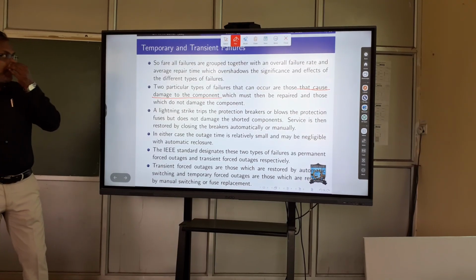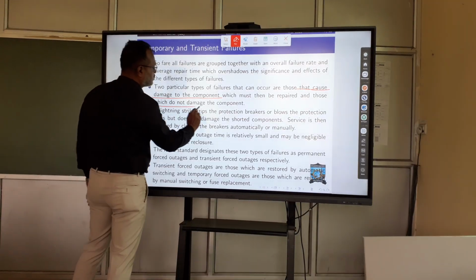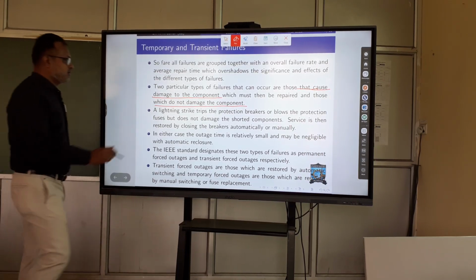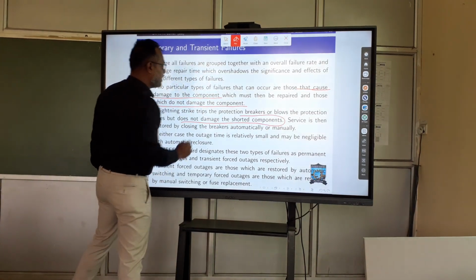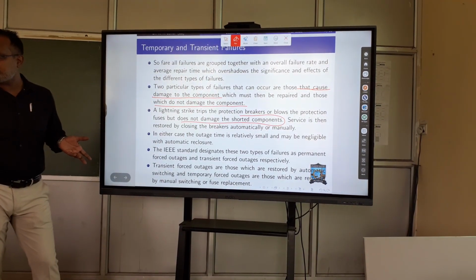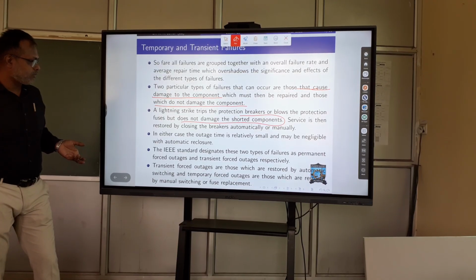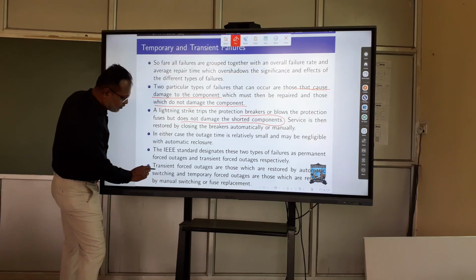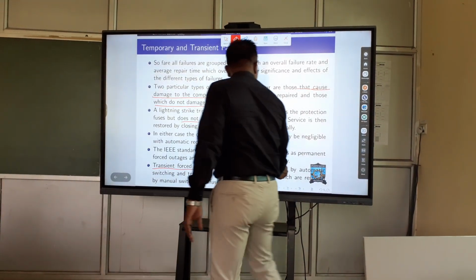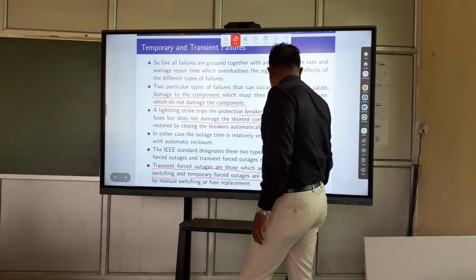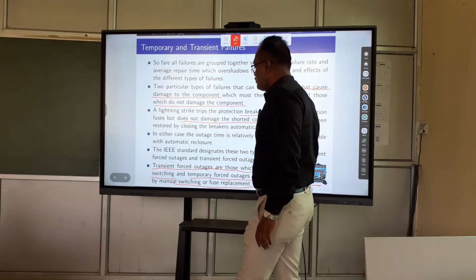Yes, that's a temporary failure. A transient failure does not damage the component. For example, if a lightning strike makes the protection operate, blows the protection fuse, but does not damage the shorted components, the circuit is restored by closing the breakers automatically. So that's a transient failure. In either case, the outage time is relatively small and may be negligible. Transient forced outages are those which are restored by automatic switching, and temporary forced outages are those which are restored by manual switching.